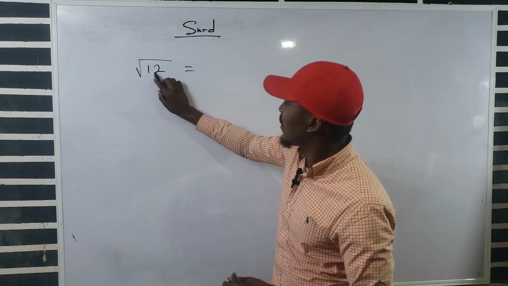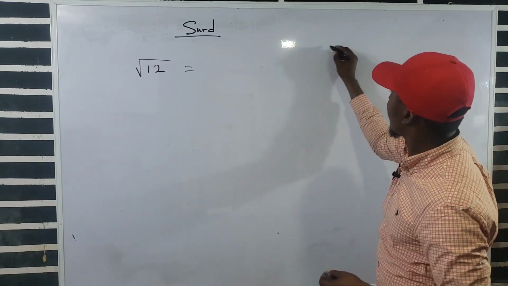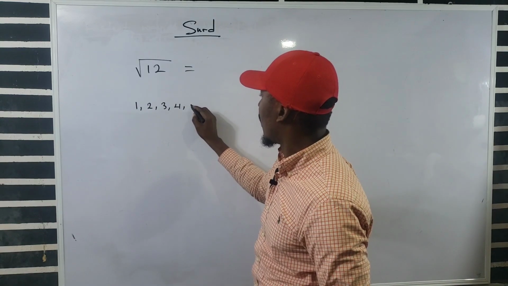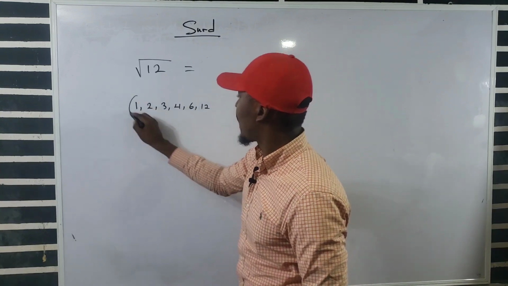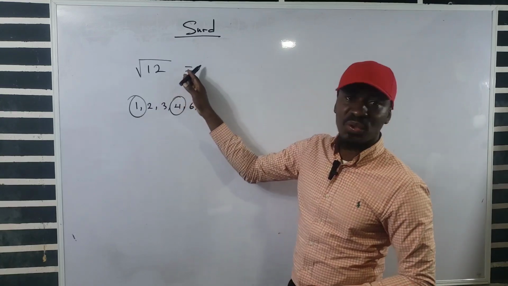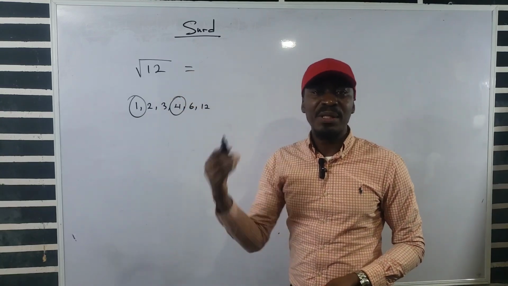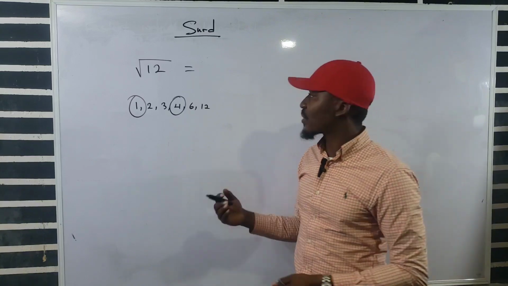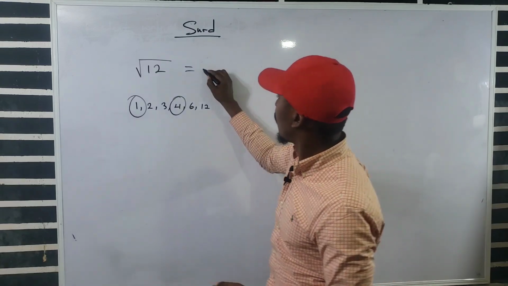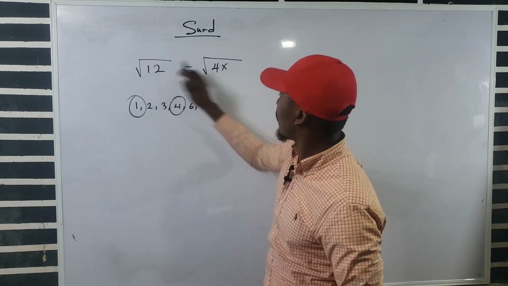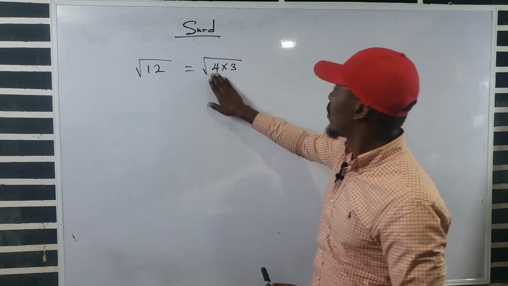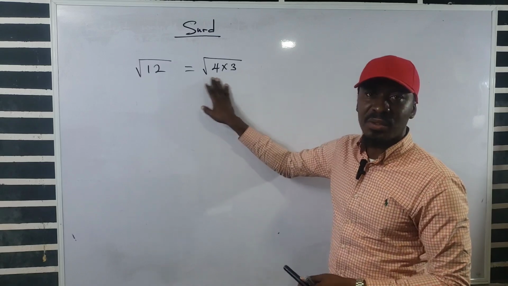For example, the factors of 12 are 1, 2, 3, 4, 6, and 12. This is a perfect square, this is a perfect square. In as much as 1 is a perfect square, I'm not going to use 1, because 1 is not the largest perfect square that is a factor of 12. So I will look for the largest perfect square that is a factor of 12, which is 4. So I ask myself, 4 times what will give us 12? 4 times 3.